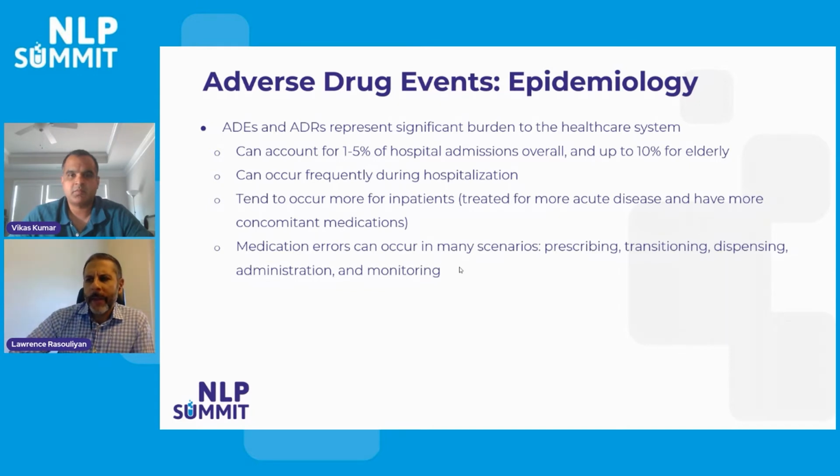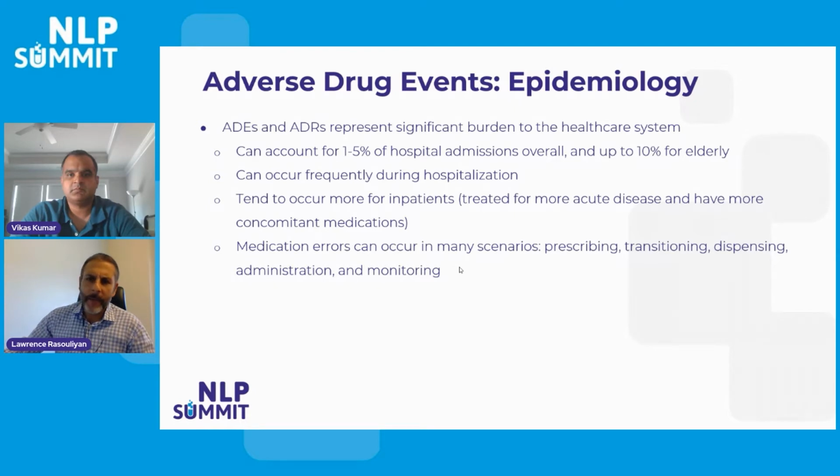And the final point I want to make on this side is that medication errors themselves can occur in many scenarios. And there was actually a super interesting study published in the UK recently, this year, that quantified this in some of the various settings. So looking at whether you're talking about the prescribing phase, transitioning phase, dispensing, administration, and monitoring phase, those are all potential areas for adverse drug events to happen. And in this study, head and shoulders above the rest was the administration phase when they quantified when the errors actually occurred.